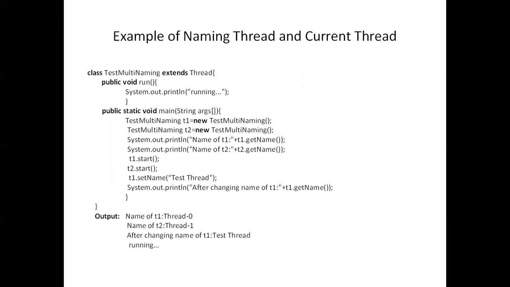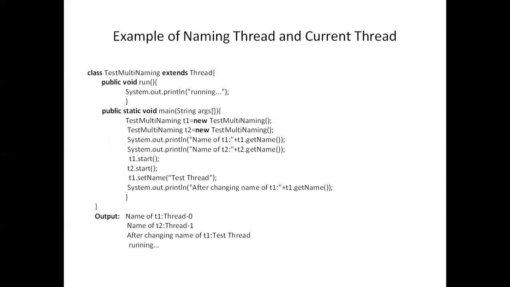There is an example of naming thread and current thread. There is a class TestMultiNaming which extends the Thread class. So we are creating a thread by extending Thread. Within the class there is a function public void run where we display a message, running. After that, in the main function, public static void main, we create two objects T1 and T2 for this TestMultiNaming class.